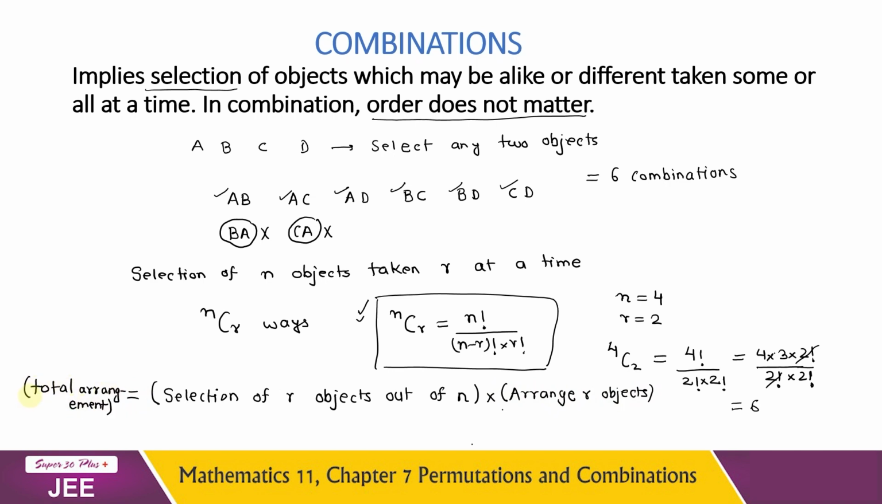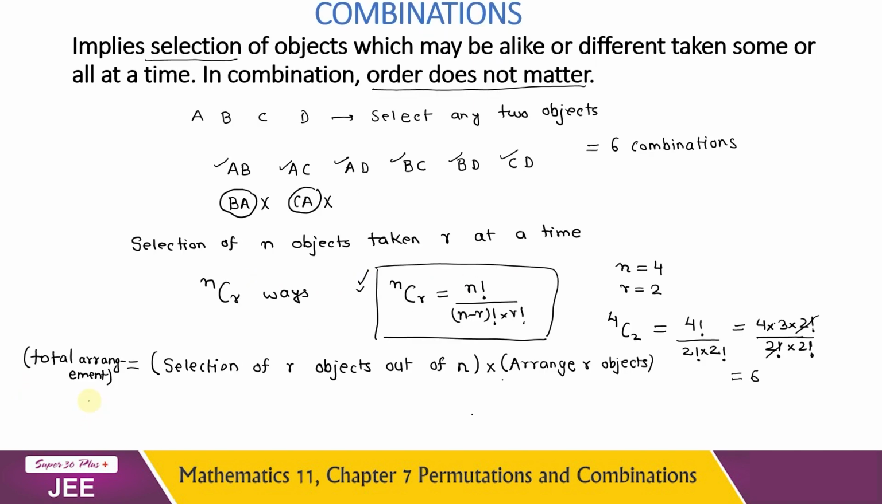So total arrangement of n objects taken r at a time is given by, as we have already studied, nPr. And nPr is equal to, first of all, selection of r objects out of n. Let us suppose that I am denoting this quantity by x. And now, since we have done the selection, we have to arrange these r objects.